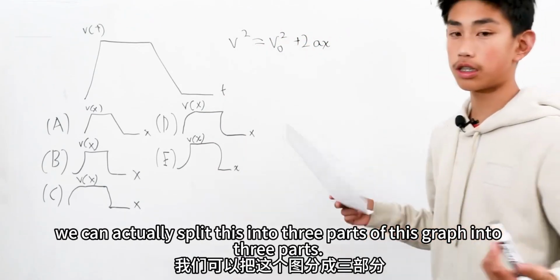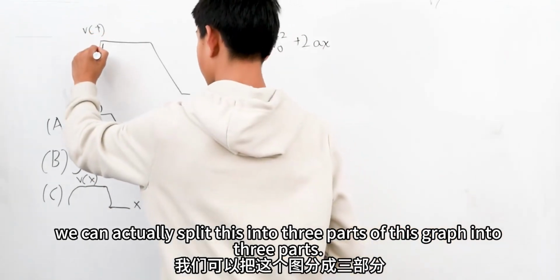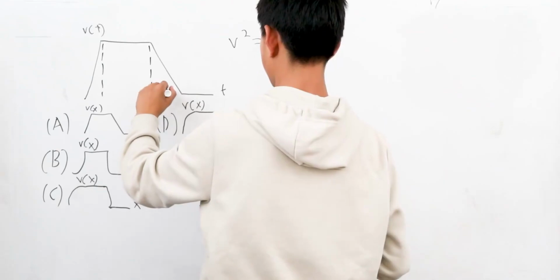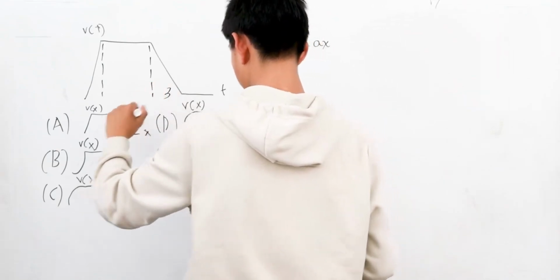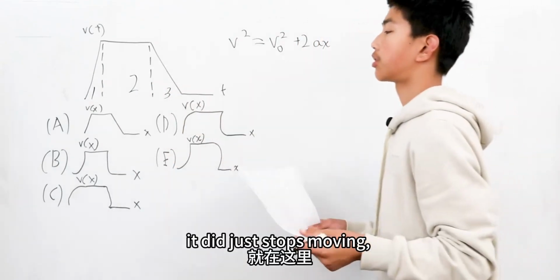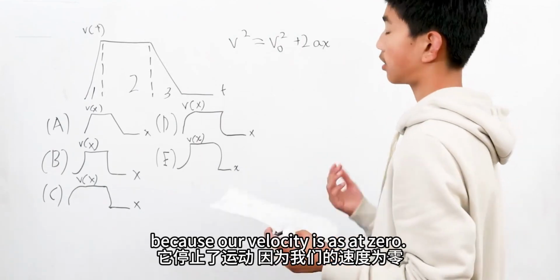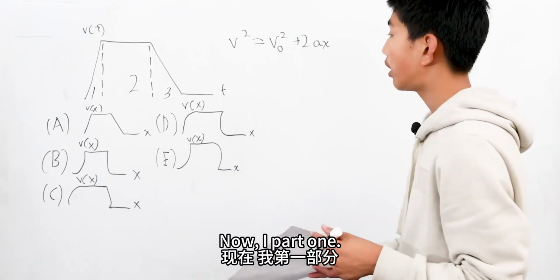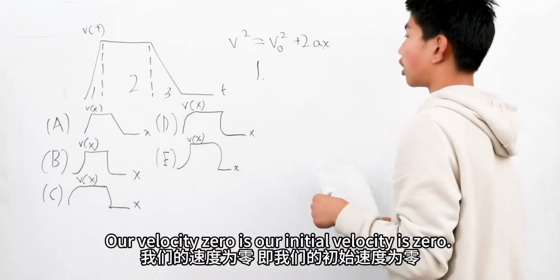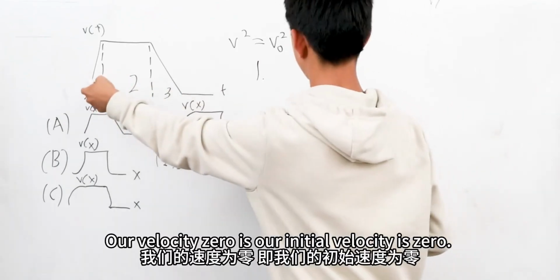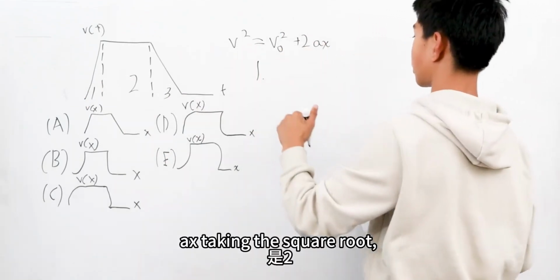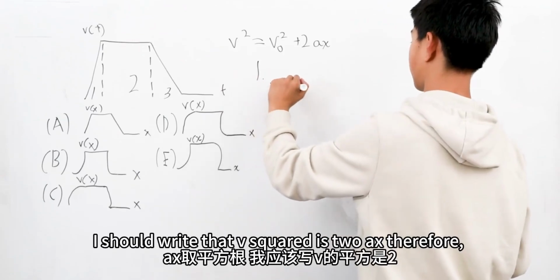Now, we can actually split this graph into 3 parts. This is 3, 2, and 1. And obviously right here, it just stops moving because our velocity is 0. Now at part 1, our initial velocity is 0. So v squared is 2ax. Taking the square root, I should write that.